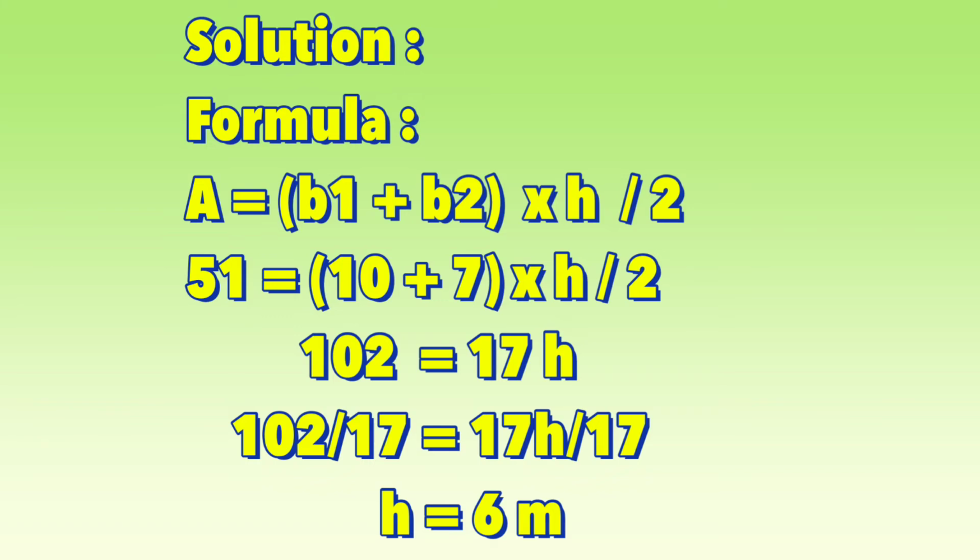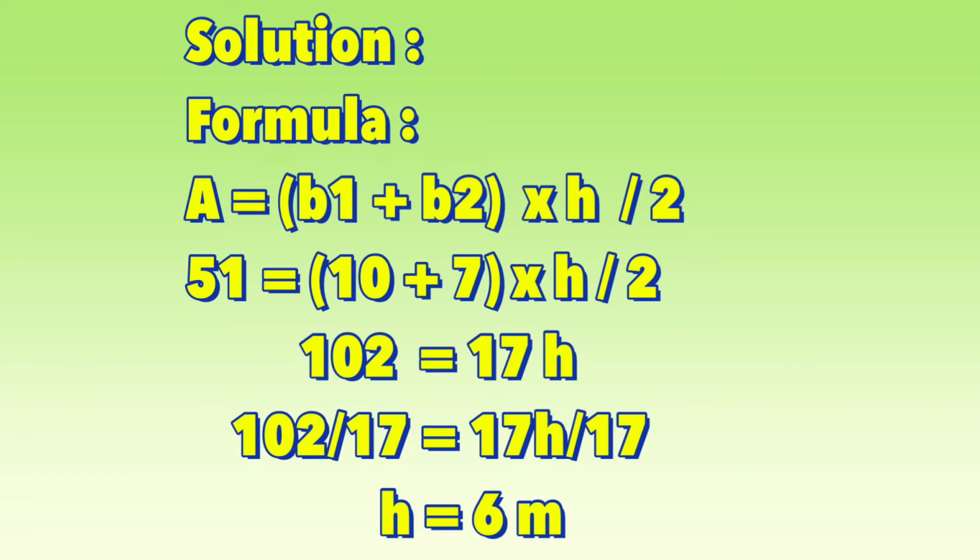Then we combine the 10 plus 7 equals 17, then times the height, so we have 17h. Then the denominator 2, we have to multiply it to the area, which is 51. So 51 times 2, we have 102.